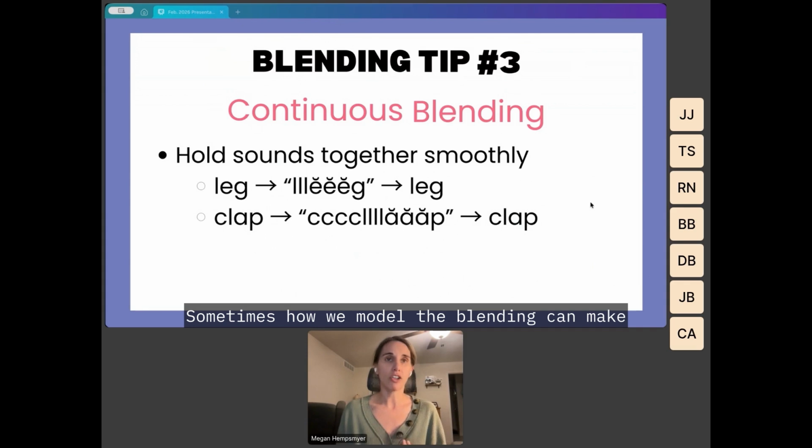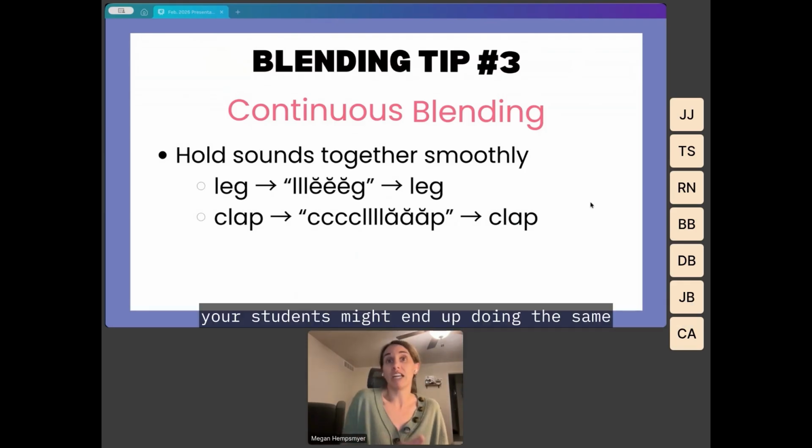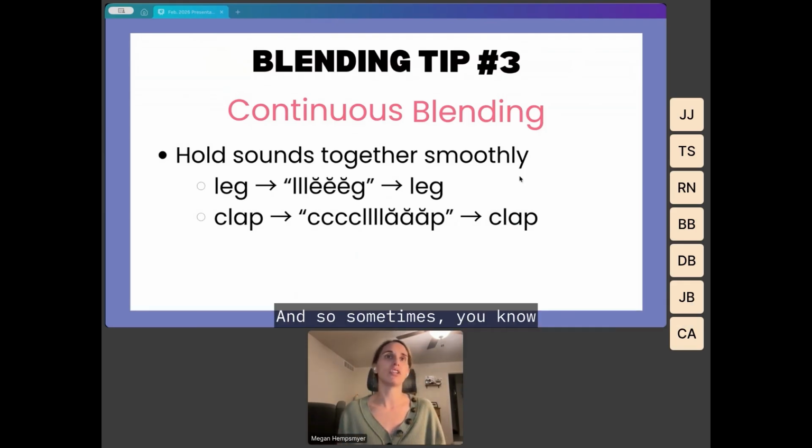Sometimes how we model the blending can make a significant difference. If you've been segmenting sounds with noticeable pauses, your students might end up doing the same. And sometimes, especially myself, I would get so into the strategy of, okay, let's sound it out. Let's look at the letters.